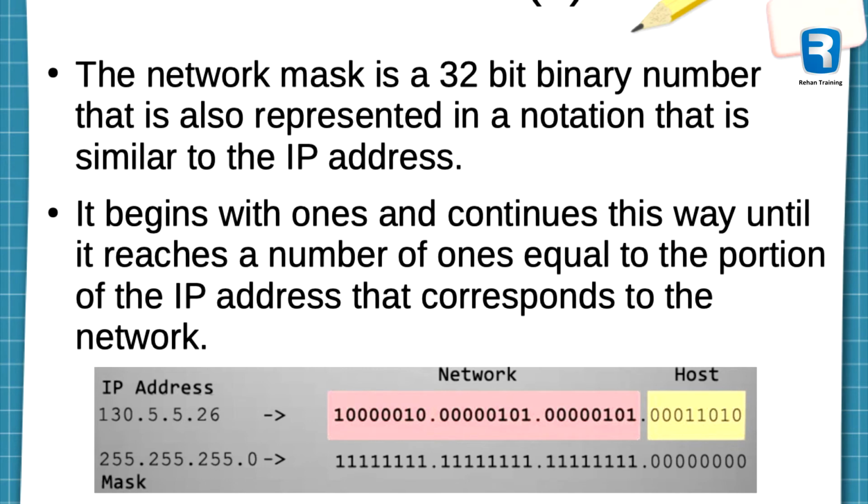In the figure below, you can see the illustration of the IP address, that is 130.5.5.26, and the IP address mask, 10000, then 10. This portion denotes 130. The next portion denotes 5, 5, and 26.